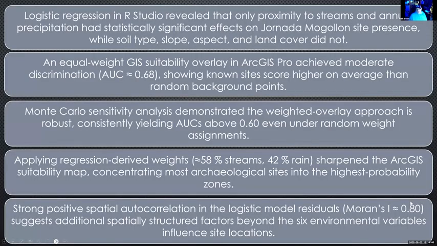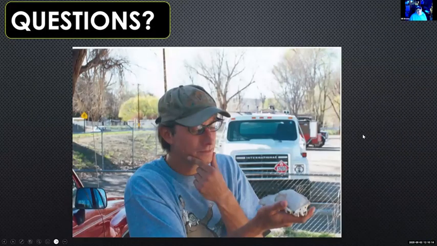So basically, the conclusion is that wetter areas, especially areas near streams, are the driving environmental determinant, and none of the other ones really played out. Slope wasn't really a factor, although I thought it would be. But I did find that using quantitative methods in R greatly sharpened my suitability analysis, and I think the Monte Carlo simulations lend some validation that the model is pretty consistent. So, any questions?